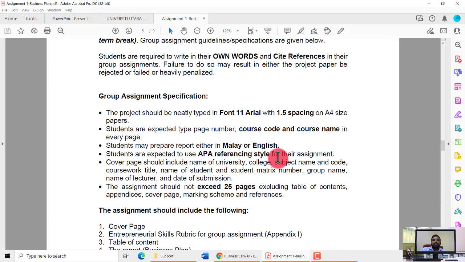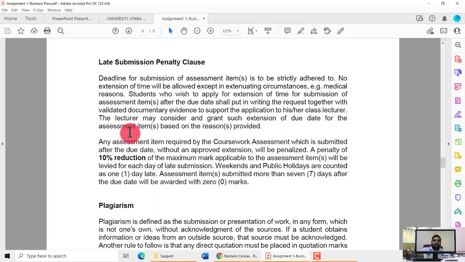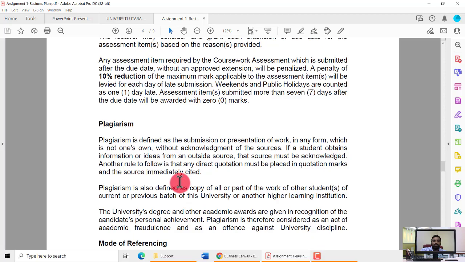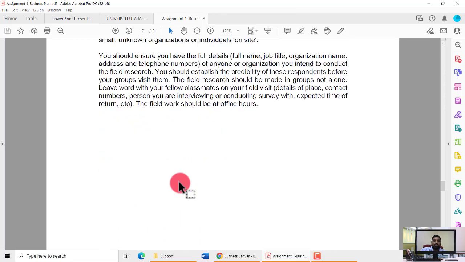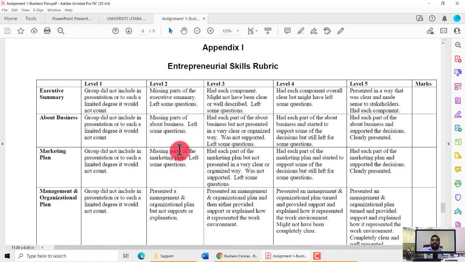These are things you have to follow. Don't simply use any font. Font Arial 11, 1.5 spacing only. All of these you can read, penalty clause, plagiarism, and so on. And I will evaluate your assignment based on this.